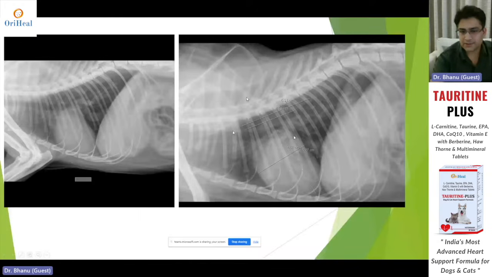Otherwise, the mainstem bronchus in a normal heart would slant like this. Whereas in cases of DCM, where the left atrium is enlarged, or even in cases of HCM or RCM, wherever the left atrium dilatation is there, the mainstem bronchus would come like this. It would go up because of the dilated left atrium. The VHS in this case, let me measure.